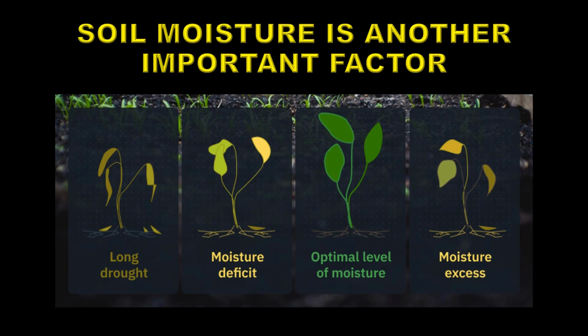Again, something that's forgotten in many of these discussions is soil moisture. Plants subject to a long drought will die. If it's moisture deficient, it will not grow very well. Obviously, at the optimum level of moisture, it will grow as well as it can. But then if you get too much moisture, it will drown and die as well. So you can have too much of a good thing.